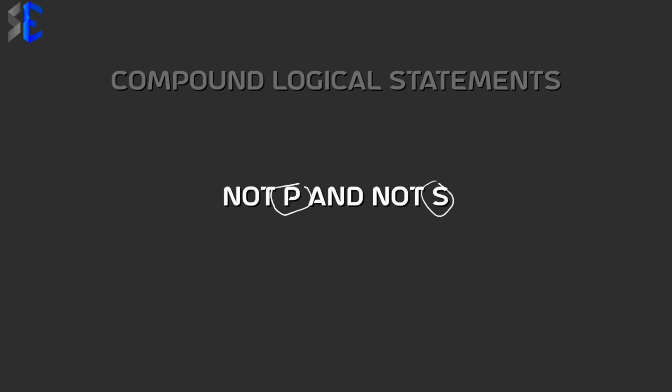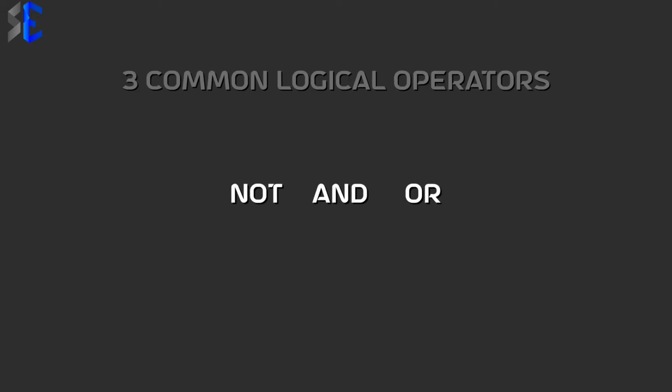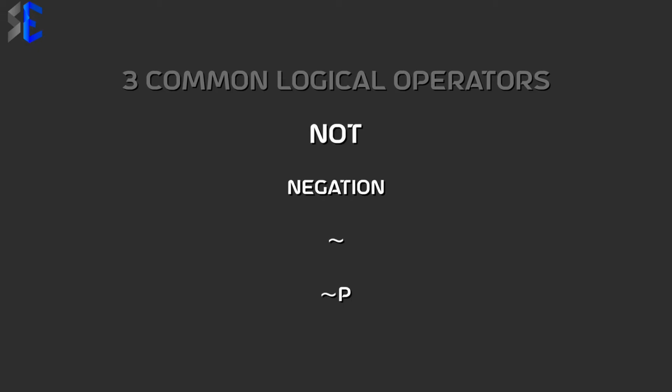examples just have two. So within a compound logical statement, you have three main logical operators, and you may have recognized these from the three previous examples. So you have not right here, and or. So let's break each of these down.